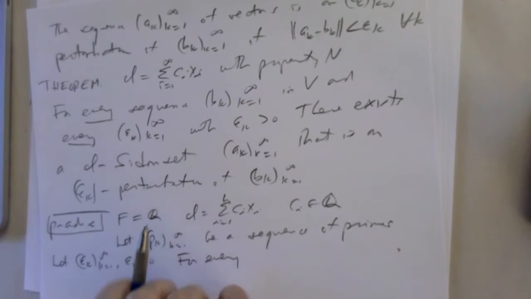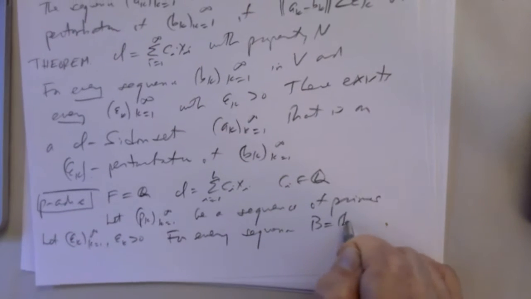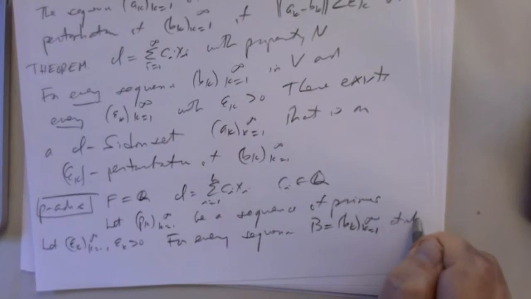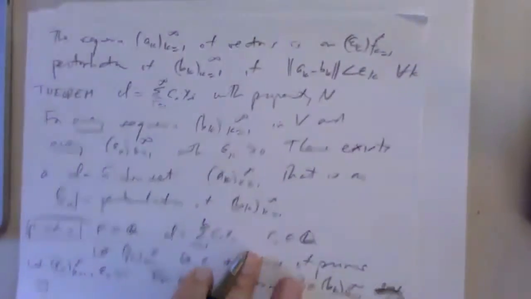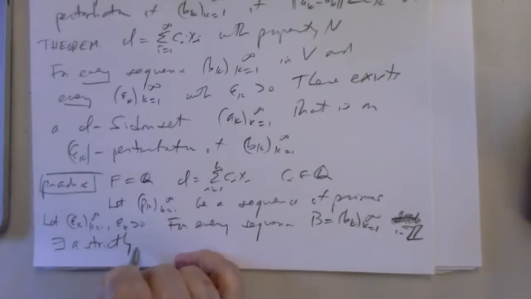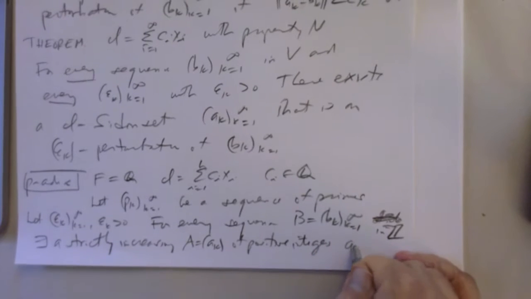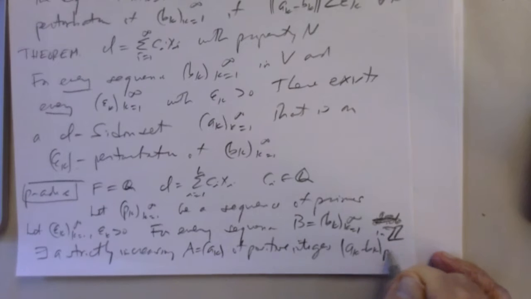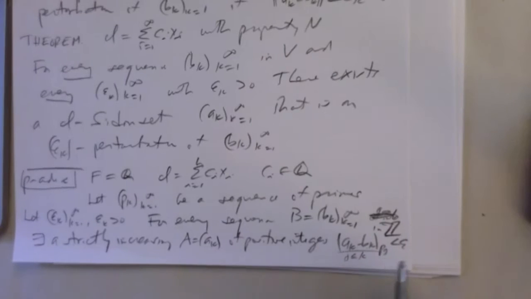So for every sequence b_k of integers, there exists a strictly increasing sequence of positive integers a_k where the p-adic value of a_k minus b_k is less than epsilon. And not just for one p-adic value, but the p-adic value of a_k minus b_k at p_j, for all j less than or equal to k simultaneously, is less than epsilon.